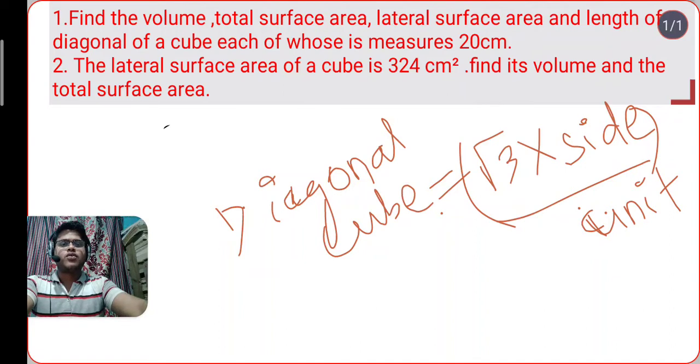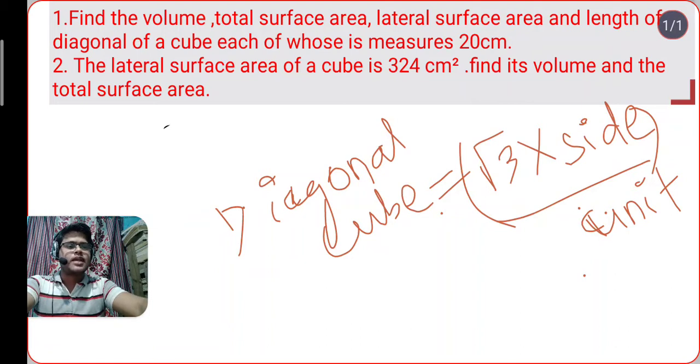Okay, let's go for the first question. Find the volume, total surface area, lateral surface area, and length of the diagonal of a cube, each of whose sides measures 20 centimeter.